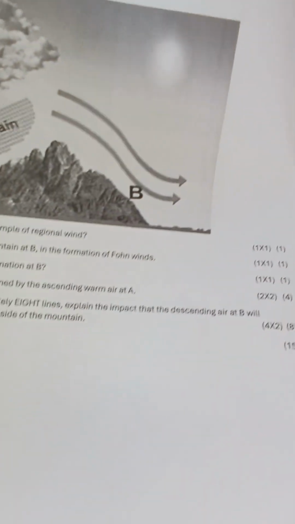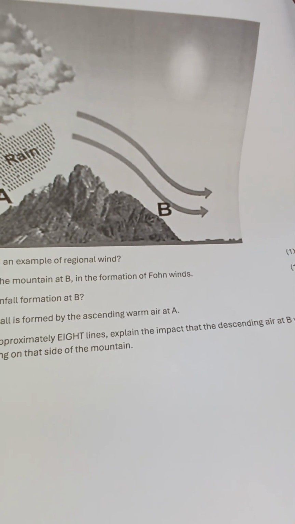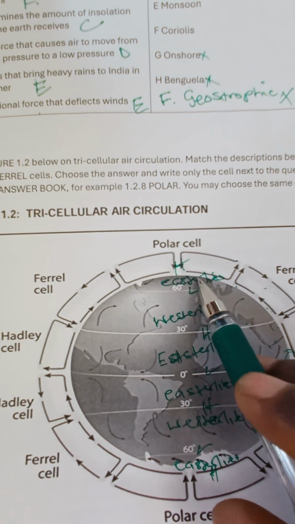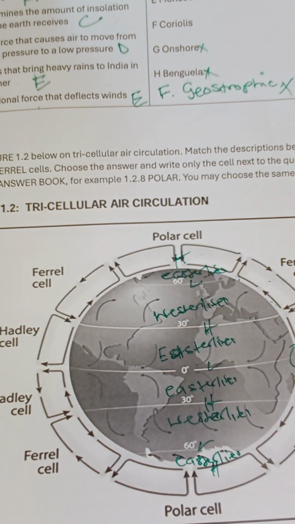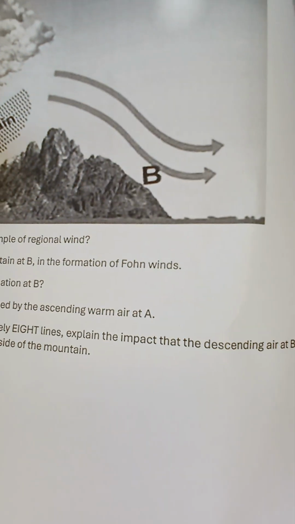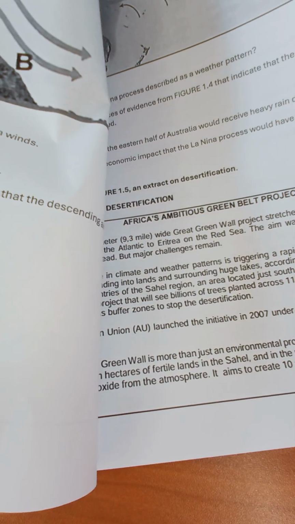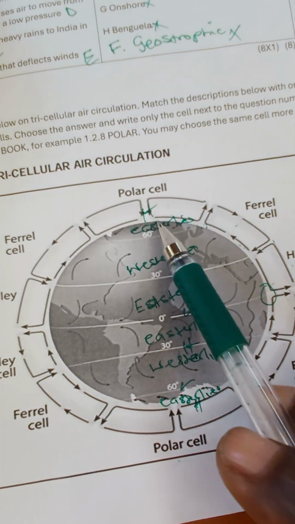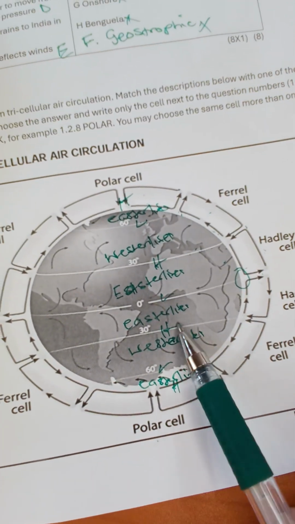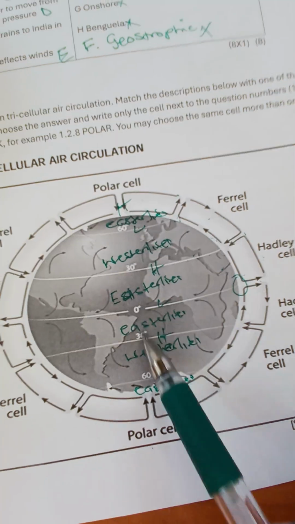1.2.5, cold easterly winds originate from this cell. Remember, it's your polar easterlies, which means it's a polar cell. Then the next one, the cell generates the easterly wind belt. 1.2.6, easterly wind belt. Easterlies, we have got them in the polar cell. We've also got easterlies in the Hadley cell. So it's both polar and the Hadley cell.